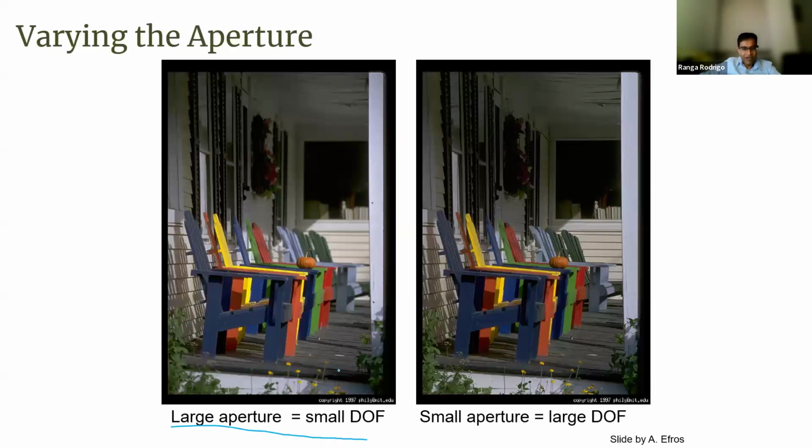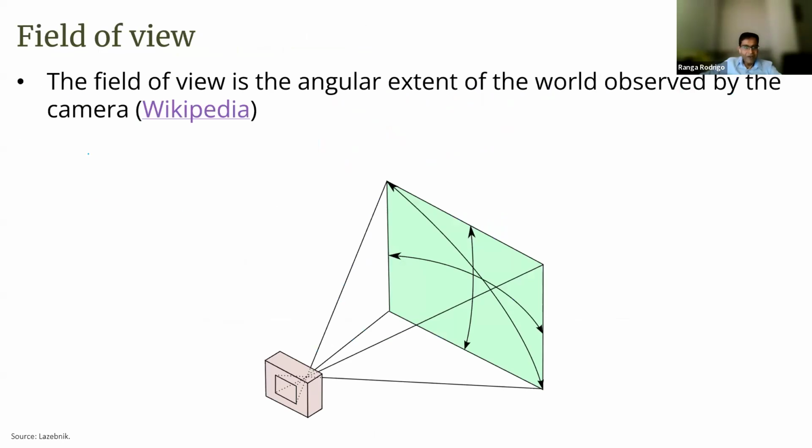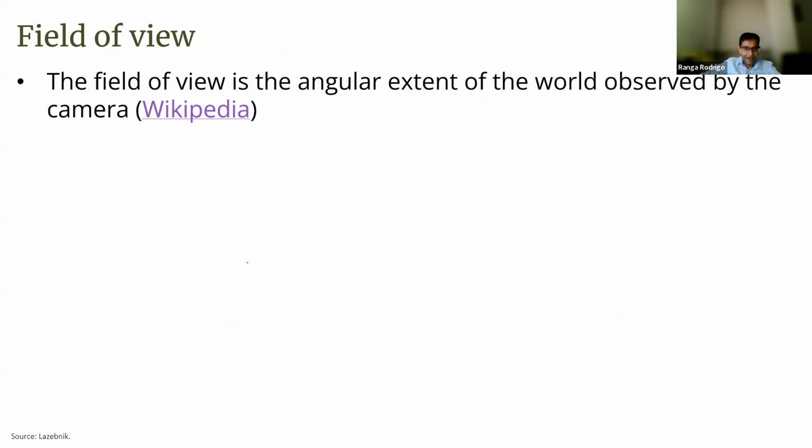Large aperture, small depth of focus. These charts are not in focus. Small aperture, large depth of field, everything is in focus. Then the field of view of a camera is there. So that is this angular thing.